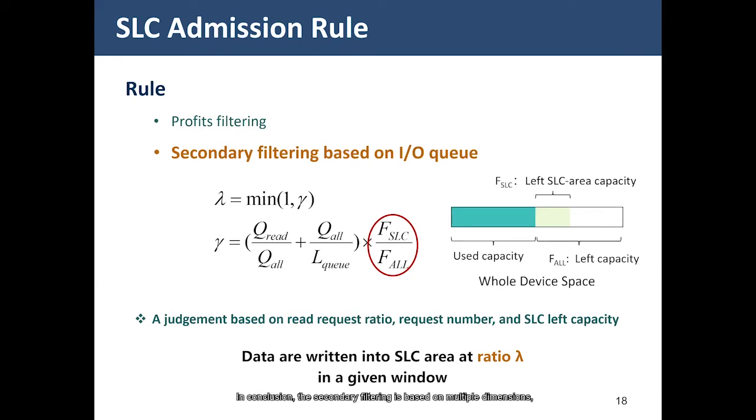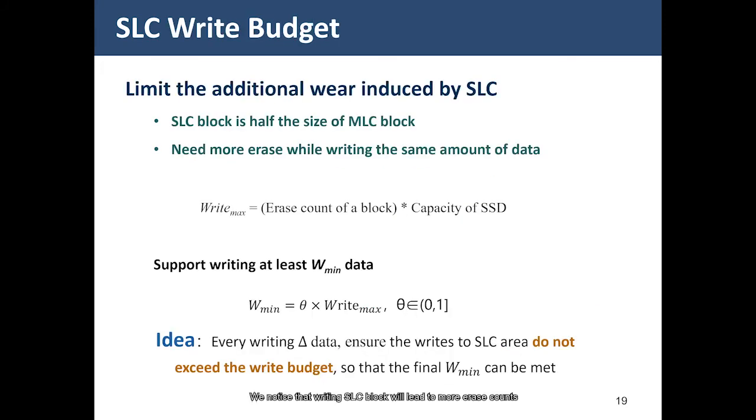In conclusion, the secondary filtering is based on multiple dimensions, and we get the SLC write ratio lambda. Data will be written into the SLC area at ratio lambda in a given window. We notice that writing SLC blocks will lead to more erase counts, because the size of an SLC block is half of the MLC block. The maximum size a device can be written is the maximum erase count times the capacity of the SSD. We first set a goal for the device. The SSD needs to support writing at least WMIN data.